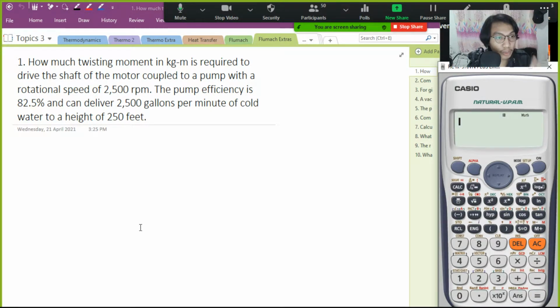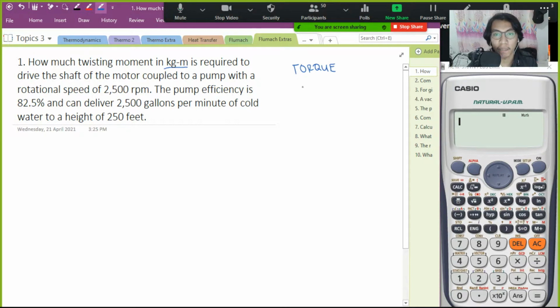You are given how much twisting moment. Twisting moment. So, ang tinatanong dito is the torque. Twisting moment, torque. Okay? In kilogram meter is required to drive the shaft of the motor coupled to a pump with a rotational speed of 2,500 RPM. The pump efficiency is 82.5% and can deliver 25,000 gallons per minute of cold water to the height of 250 feet. So, ang hinahanap natin dito is in kilogram meter yung torque.